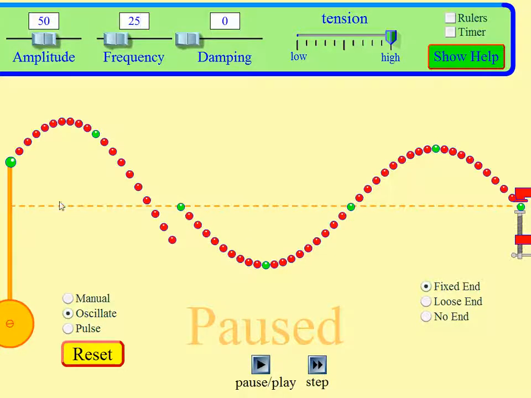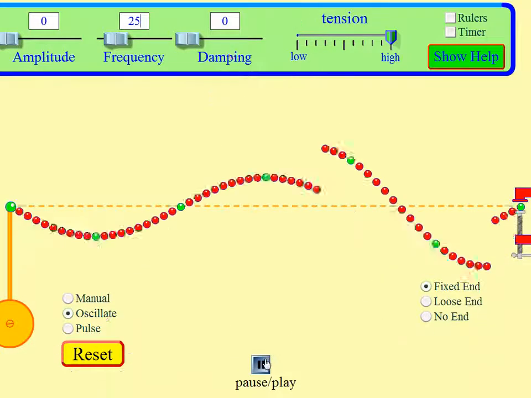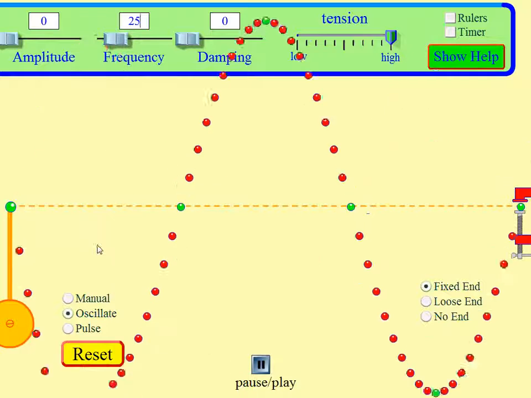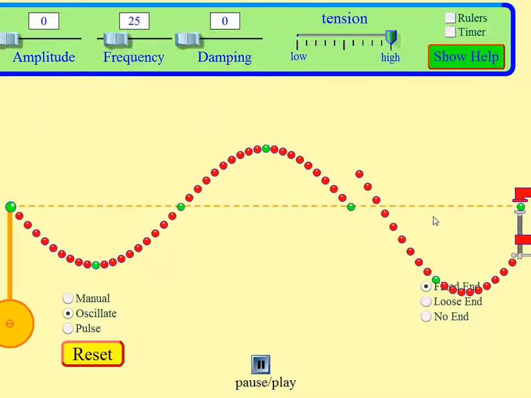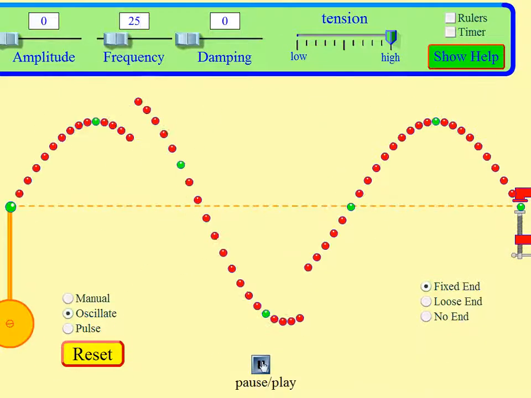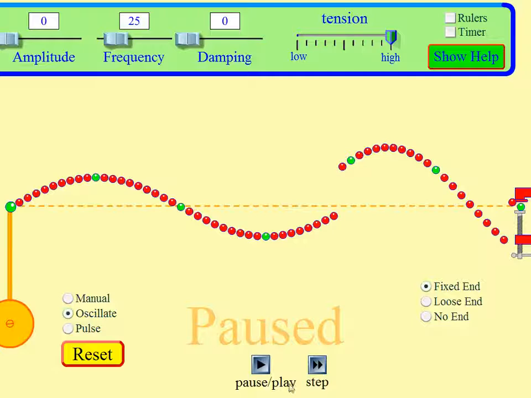So that's 3 nodes, and this one, all I have to do is decrease the amplitude to 0, and now we'll have 4 nodes, essentially 4 nodes. That does leave us, however, with some antinodes, and the antinodes are areas of maximal displacement. So this represents one antinode, this represents another antinode, and this represents the third of the antinodes. So in this case, there are 3 antinodes and 4 nodes.